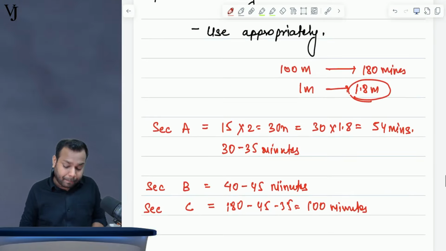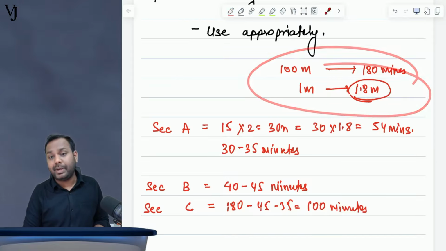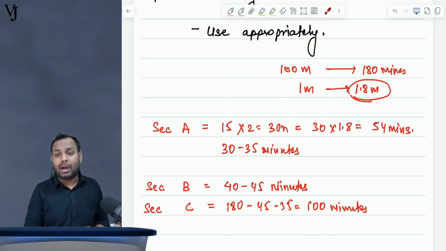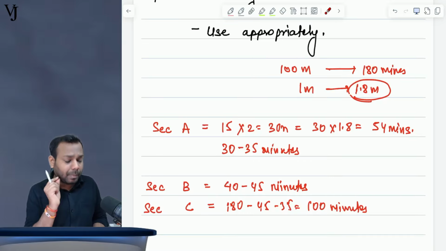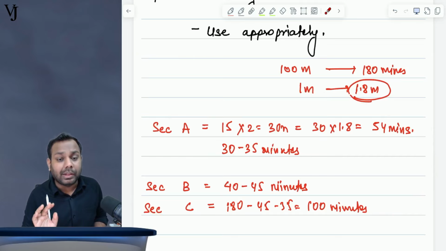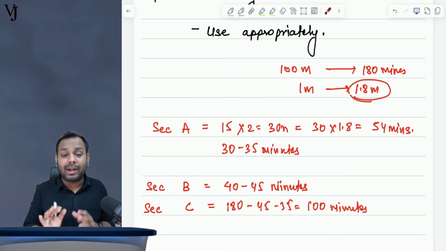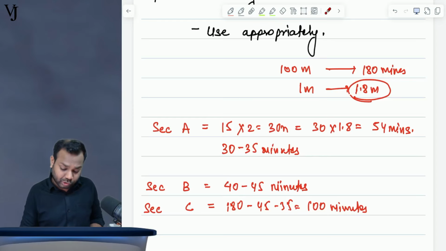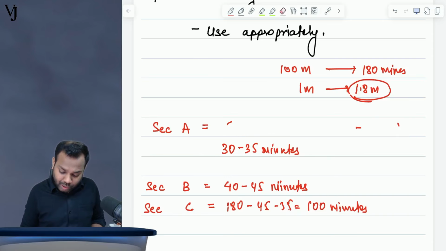So I am breaking this rule of 1.8 minutes per mark. I am breaking this rule. I am giving you this timeline, which I believe is the most appropriate, considering the level of time required for each question.